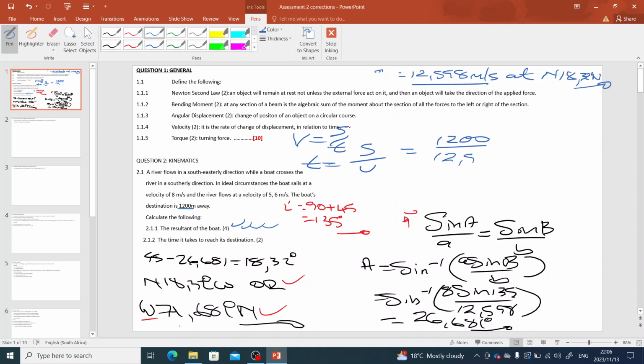It is 12,598. Then this is your meter. This would be meters per second. The meter and the meter will cancel out. Then you'll be left with 95,253 seconds. This is how you were supposed to have tackled question 2.1.2. Easy marks, 6 marks. What did you do?